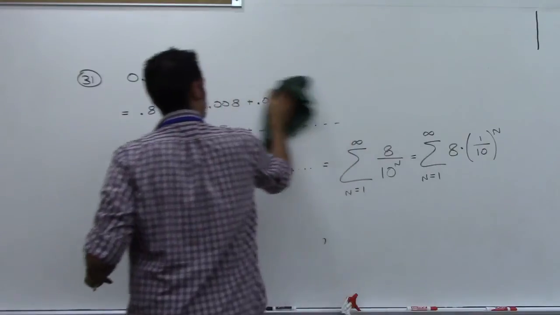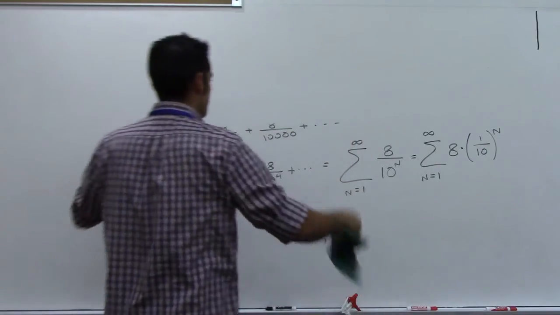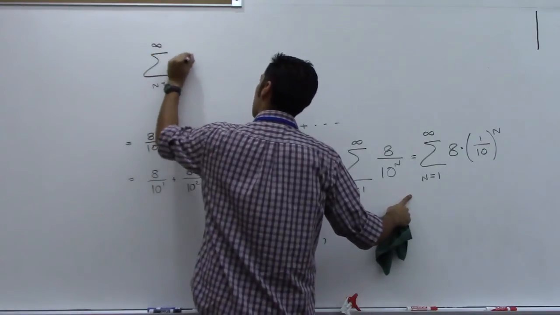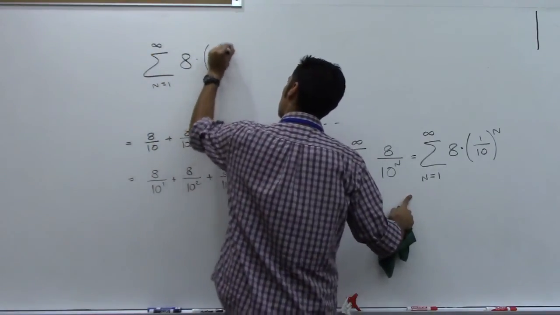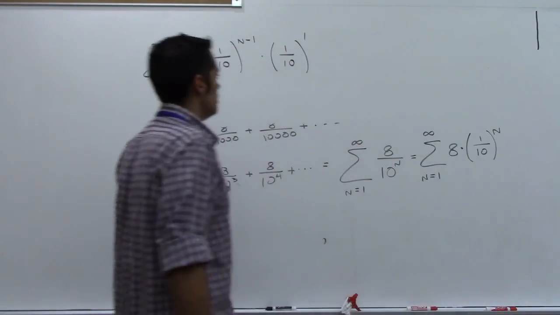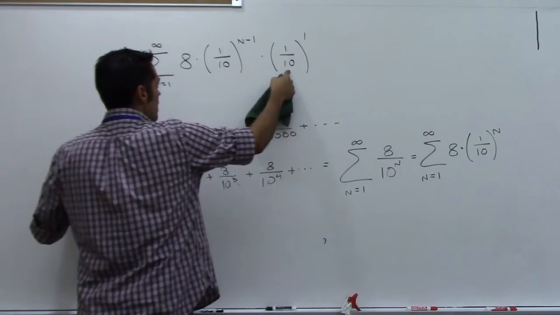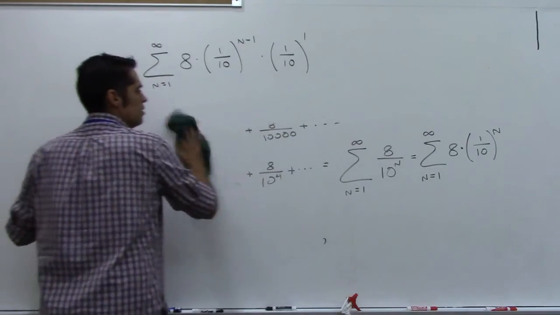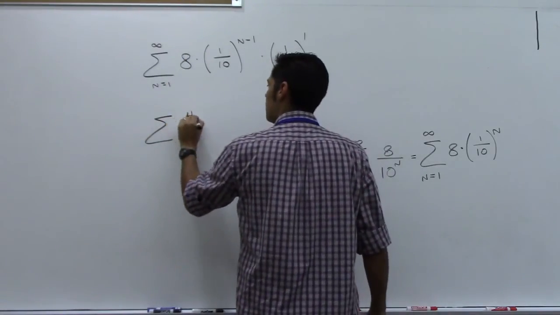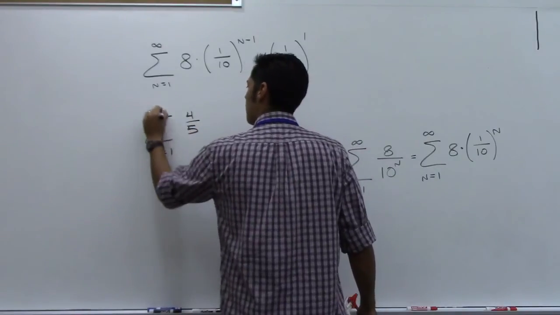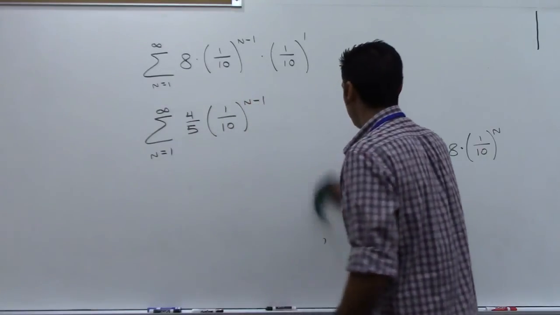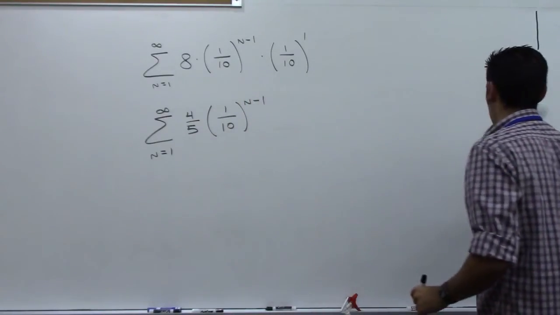So what I'll do is I will find my hidden 0 in there. So we've got sum n equals 1 to infinity. We've got the 8 out here. We've got 1/10 to the n minus 1 times 1/10 to the first power. Now this is just a number, 1/10 times 8. So that's just 8 tenths, 8 over 10, which is 4/5. And then 1/10 to the n minus 1. And that is the perfect format that we need for geometric series.